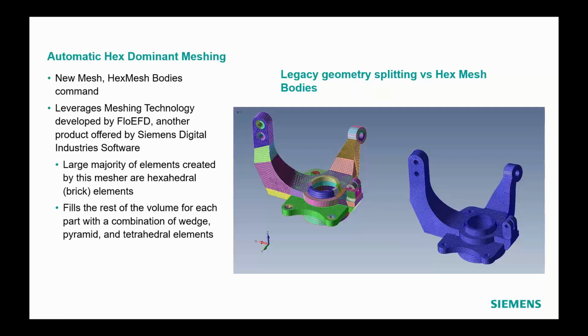Now, Femap has introduced new technology, actually I think from a CFD platform, Flow EFD, but it's able to give you a hex dominant mesh in a solid volume without having to slice it up. It's not actually slicing it up under the hood, I don't think. It's meshing using this Flow EFD technology. So it fills the volume with as many hex elements as possible, and then fills the remaining volume with wedge, pyramid, and tetrahedral elements.